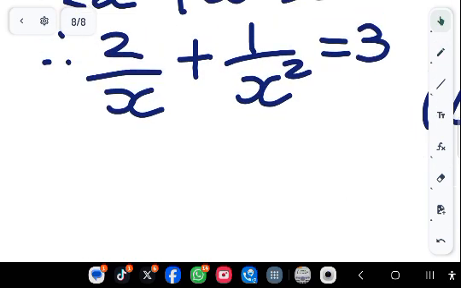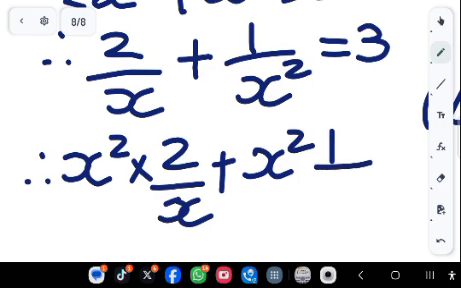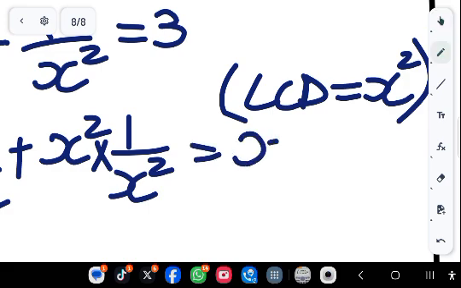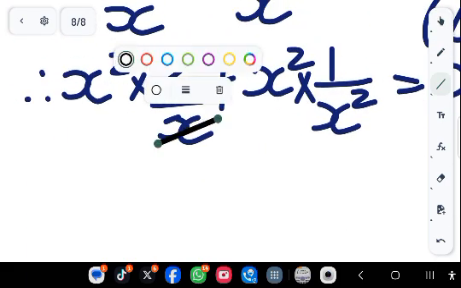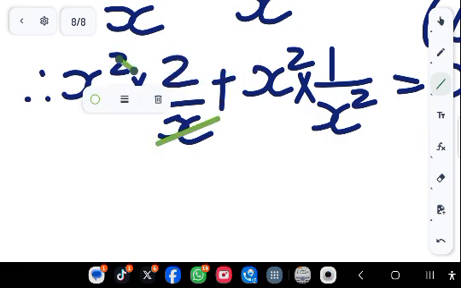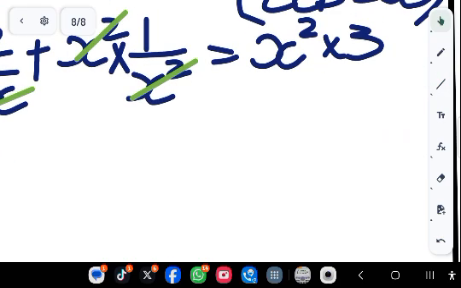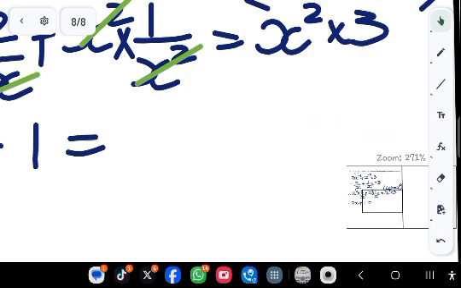And now we multiply each fraction by the x squared, so that will be x squared times 2 over x. The goal with fractional equations is to get rid of the fractions. And on the right hand side, x squared times 3. And that gives us, these ones cancel out. So that leaves you with just 1x. Therefore, that will be 2x plus, the x squared cancel out over here. So that leaves you with 1. So it's plus 1 equals. On the right hand side, it leaves you with 3x squared.